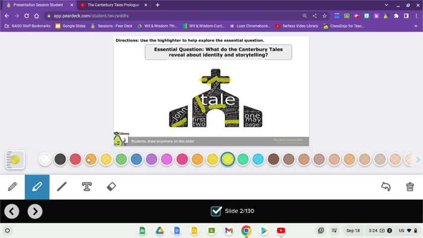All right, please switch over to orange. And I'd like you to take, I don't know, a little less than 30 seconds. See if you can find a word that goes with the essential question. What do the Canterbury Tales reveal about identity and storytelling? Take a moment now.